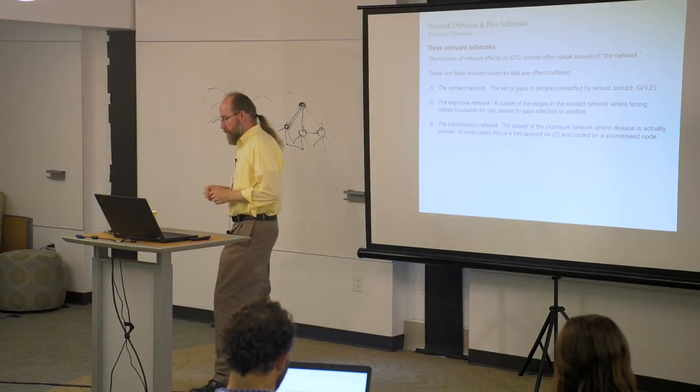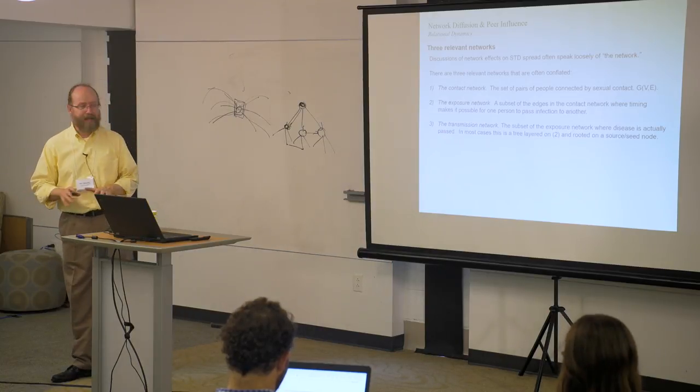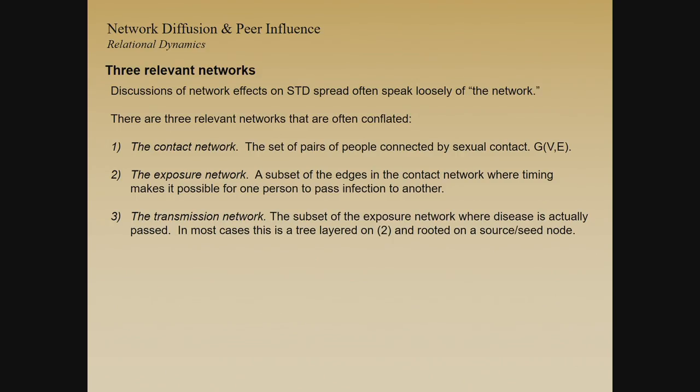And I like to think about three separate networks that are actually engaged whenever you observe a network in reality. So you have the contact network. That's a set of people who are linked to each other. Then you have an exposure network. This is the subset of these for whom the timing of relations makes it possible that one person could reach the other. Right? And then from that, a subset of that are the people for which the transmission actually occurred.